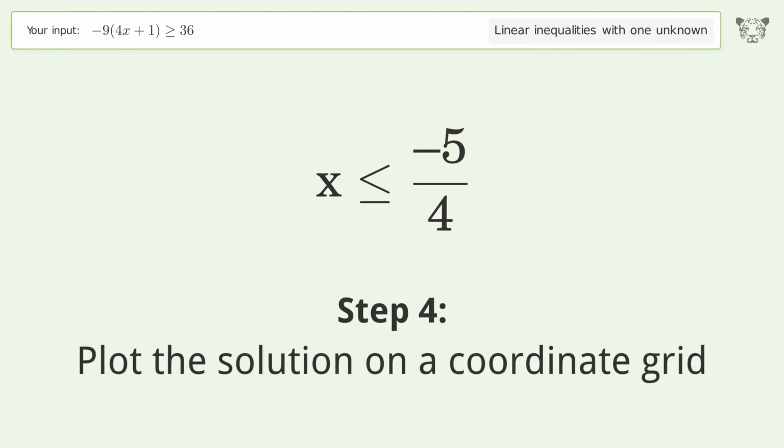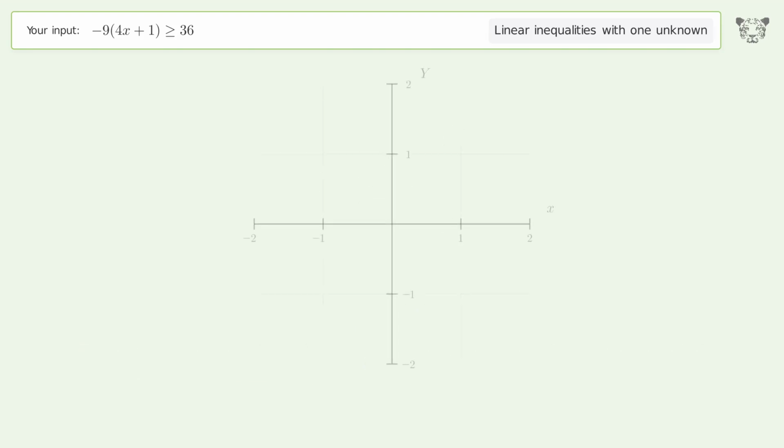Plot the solution on a coordinate grid. And so the final result is x ≤ -5/4 ≤ -11/4.